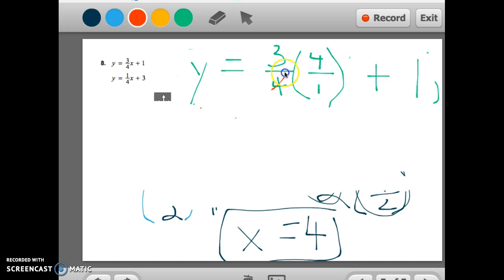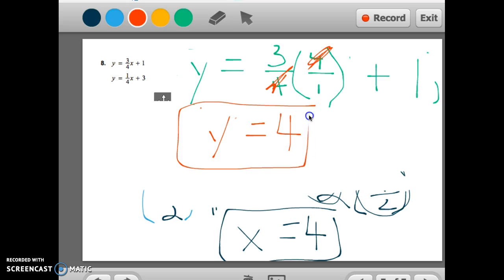Another way of thinking of this is I could just cancel the 4's. I get 3 over 1. So y equals 3 plus 1, which is 4. So y equals 4 also. And that makes sense, because 3/4 of 4 is 3. And so this is saying 3/4 of 4 plus 1 is 3 plus 1. And 1/4 of 4 is 1, so this is saying 1 plus 3, which is also 4. So 4 comma 4 is your answer.